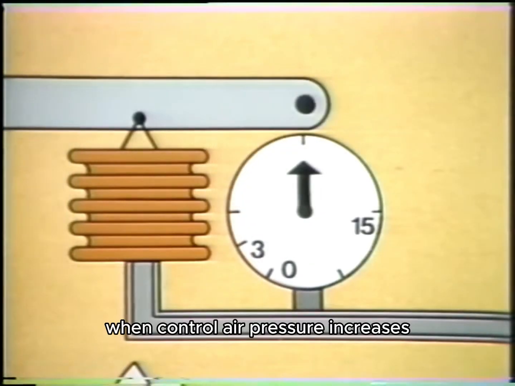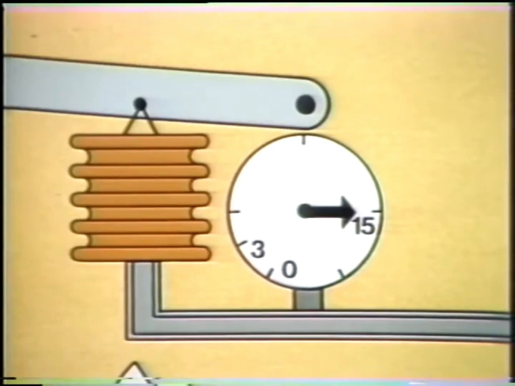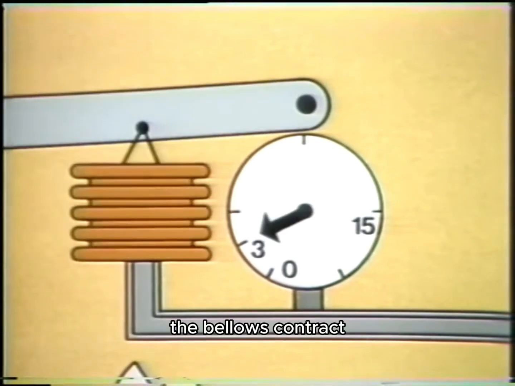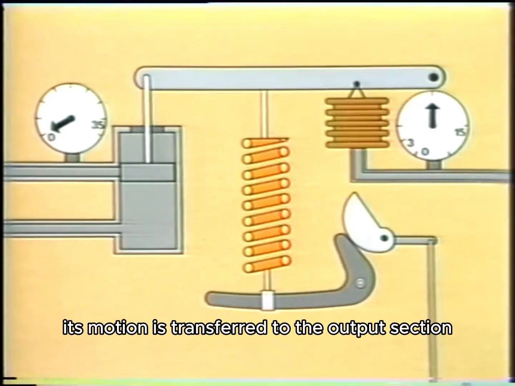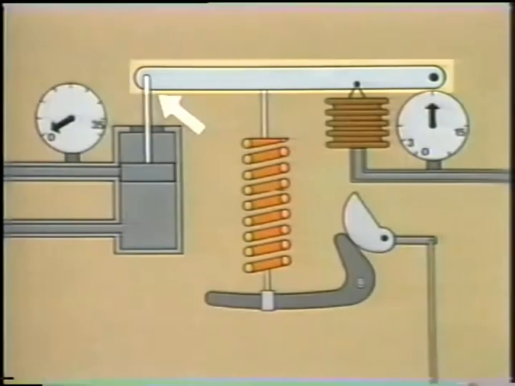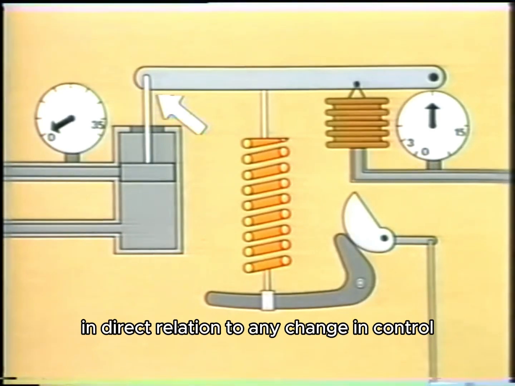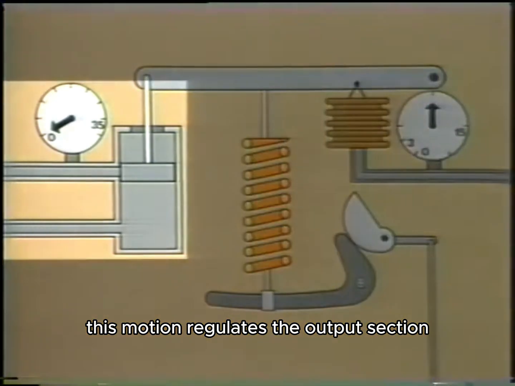When control air pressure increases, the bellows expands. Likewise, when control air pressure decreases, the bellows contracts. As the bellows moves, its motion is transferred to the output section by a pivoting arm called a force beam. The tip of the force beam moves up and down in direct relation to any change in control air pressure. This motion regulates the output section.